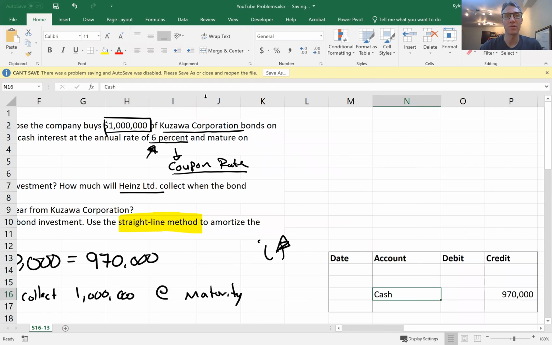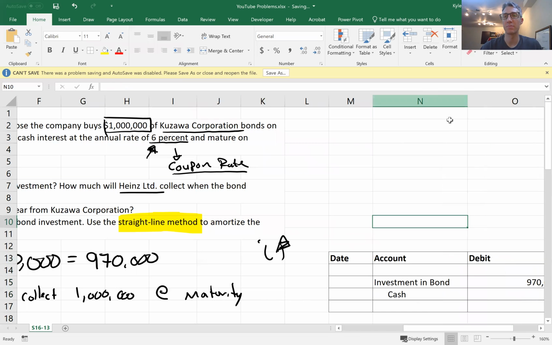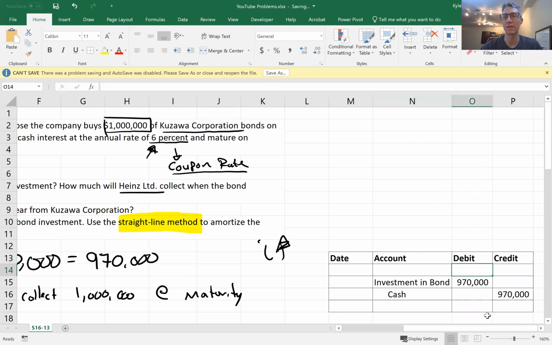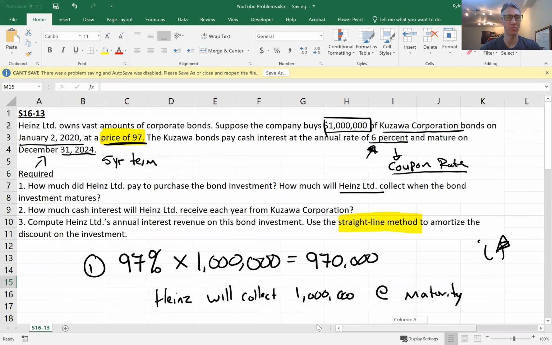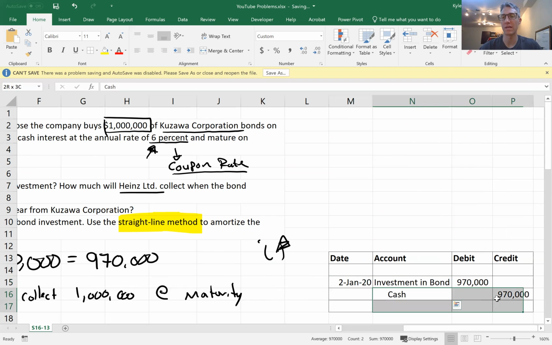What they got was an investment in a bond. So investment in bond for 970. This bond, right now, as of the date of this purchase, is being recognized on the balance sheet at its current market value, right? If they bought it for $970,000, that's the actual market value of the bond as of that date. And I don't know what date it was that they bought it, so I don't know. January 2nd, 2020. So that's the date of the journal entry, investment in bond, and then they bought that bond with cash.